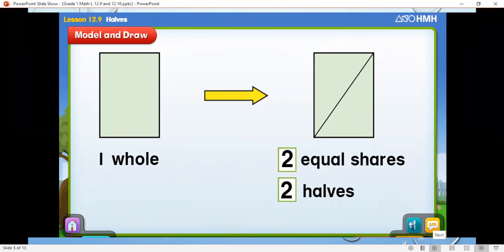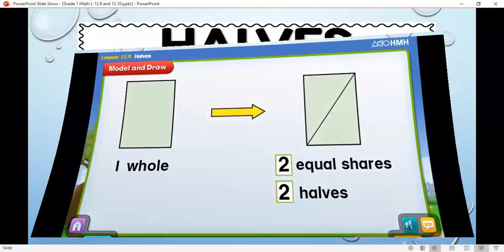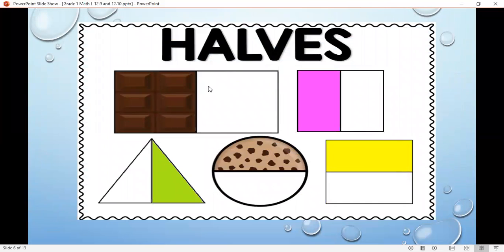Now, let's see some more halves. Look here. Oh, what do we have here? A rectangle or a bar of chocolate. And if you want to share it with your brother, how can you split it in equal parts? You cut it and you obtain two shares at the same size.